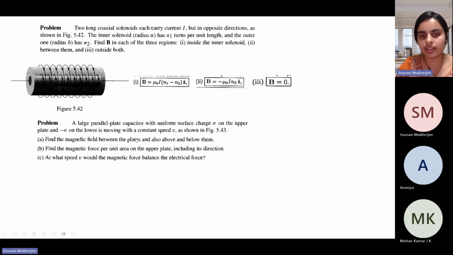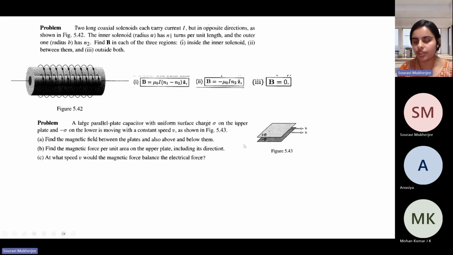Okay. So now again you have this parallel plate capacitor, but now it is moving with some constant speed. So it's again analogous to this sheet of current that we initially were talking about. How should the magnetic field be between the plates and also above and below them, right? And what is the magnetic force per unit area on the upper plate? And what should be the speed v so that the magnetic force balances the electric force? So these are the questions. To start with, the first question is, what is the magnetic field between the plates? Can you tell me how to start with the question?